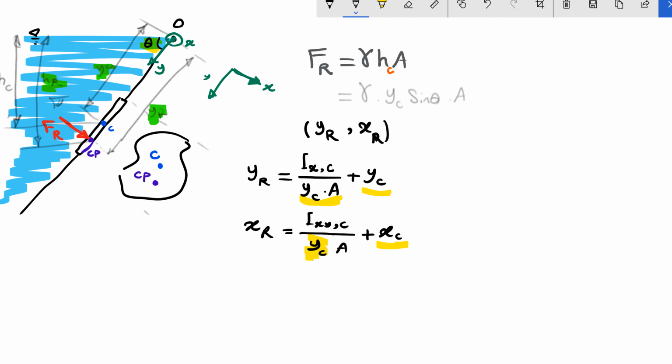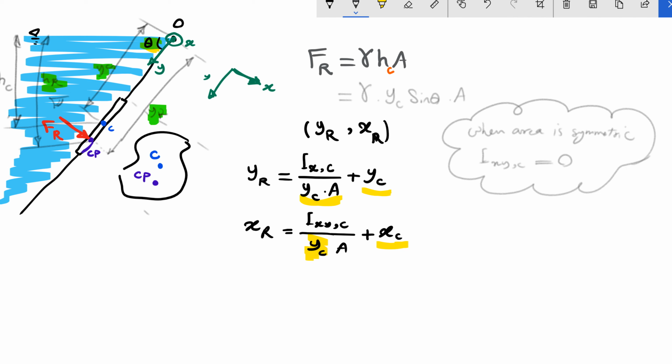One point: whenever our area is symmetric, IXY about C is going to be 0. So if this shape here was symmetric, IXYC is going to be 0. So XR is going to be XC. So XR is going to be the exact position of X for the centroid.